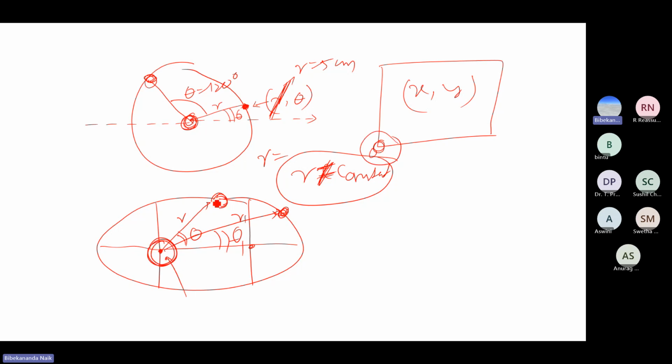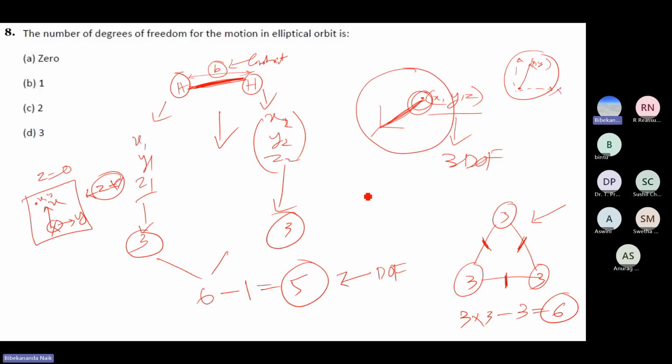So here, since the distance is not changing throughout the motion, only the angle is changing. But when the object is moving in an elliptical orbit, both the distance and angle are changing. So there are two independent variables, and we need both in order to explain the motion of the particle. So what will be the correct option? Motion in elliptical orbit, 2. Yes, so it will be option C.